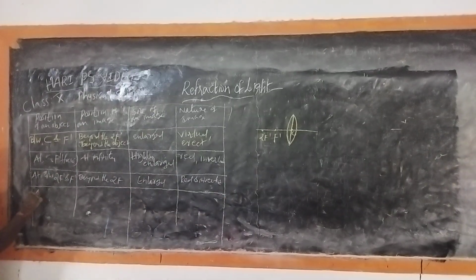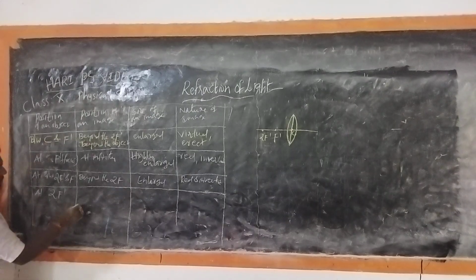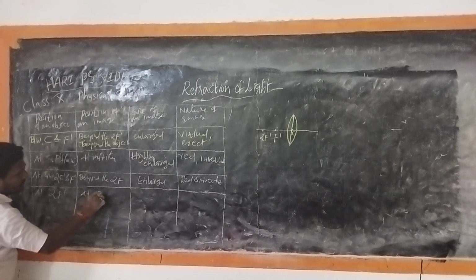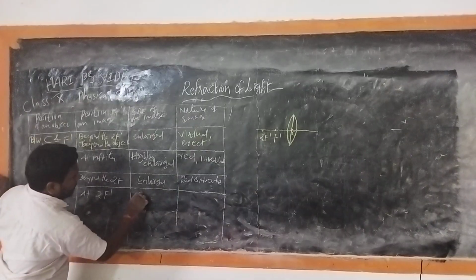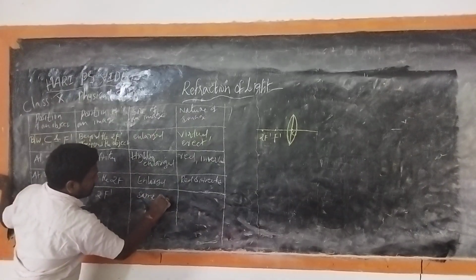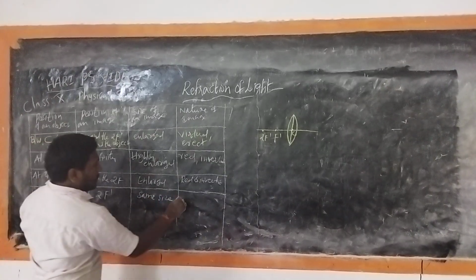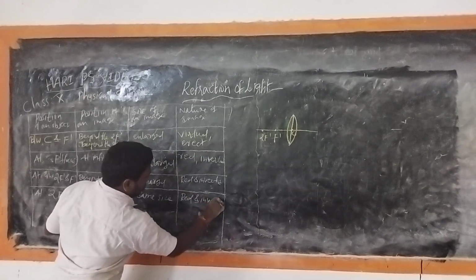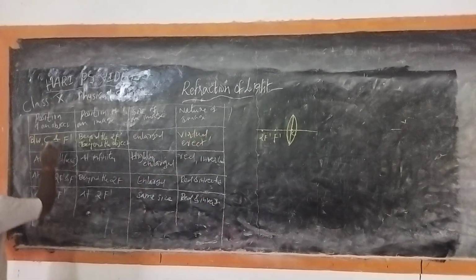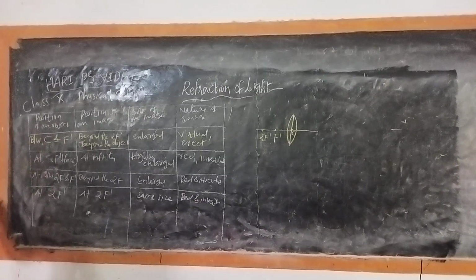Then the object at 2F dash. Where is the image formed? At 2F dash. So the same size. Real and inverted. So 1, 2, 3, 4 completed.